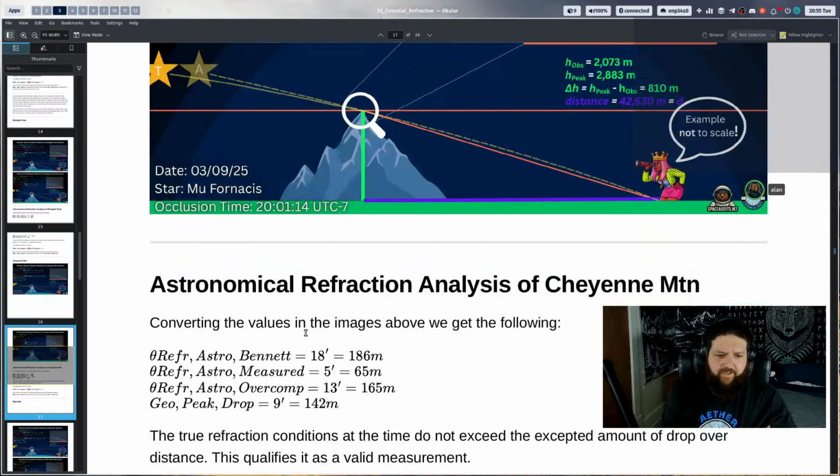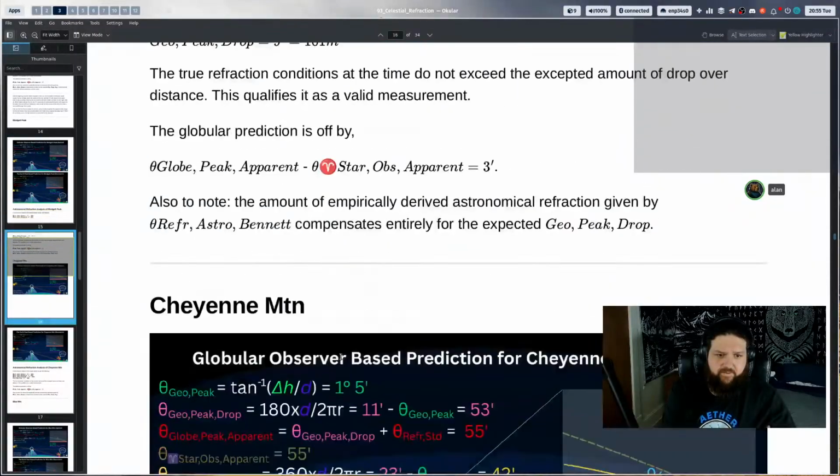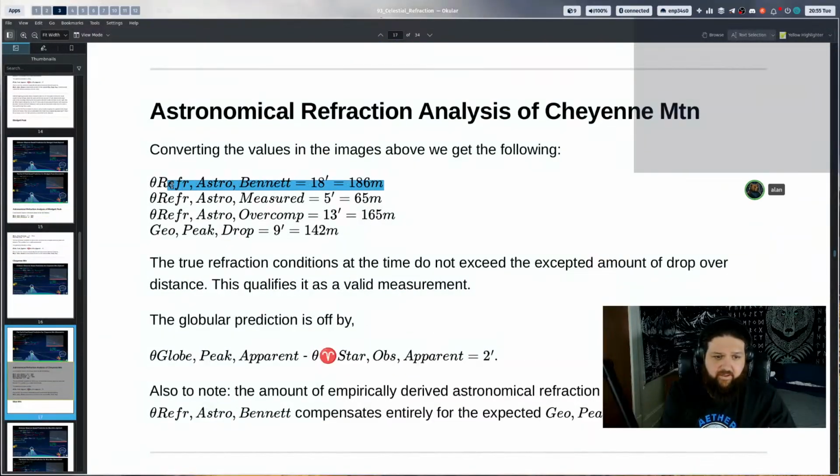So when we look at Cheyenne Mountain, which I think, did I just copy paste that? No. Okay, so 186 meters in lift for that 18 arc minute correction for celestial refraction. That cancels out their drop over distance there of 142 meters. And then the actual refraction difference at the time of occlusion was 5 arc minutes, coming out to 65 meters. And that does not exceed the 142 drop over distance, so we're good there, valid measurement. And the actual overcompensation created by this formula compensates by 165 meters for 142 meters of drop. So completely overcompensated.